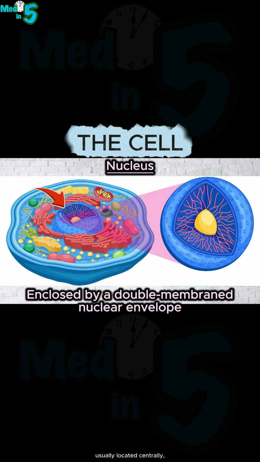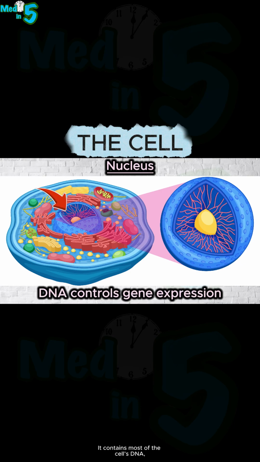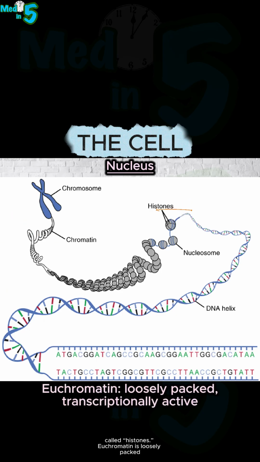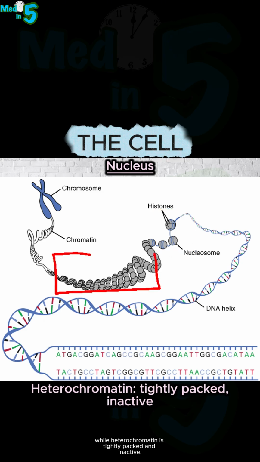The nucleus, usually located centrally, is enclosed by a double-membraned nuclear envelope. It contains most of the cell's DNA, which controls gene expression. Within the nucleus is chromatin, a molecular complex made of DNA and proteins called histones. Euchromatin is loosely packed and transcriptionally active, while heterochromatin is tightly packed and inactive.